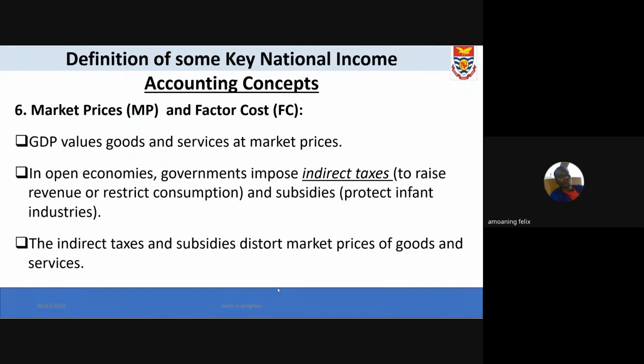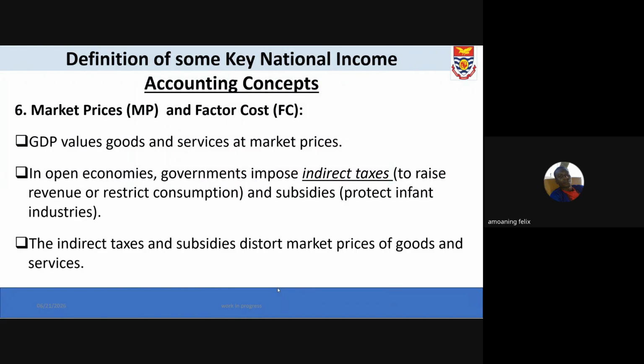Now, let me brush you quickly through what we term as the market price and factor cost. If you remember, when we were defining national income, I told you that national income is measured at factor cost. I hope you do remember that one. And I told you that in an open market, where goods and services flow, there's always a government there that imposes taxes on goods and services.